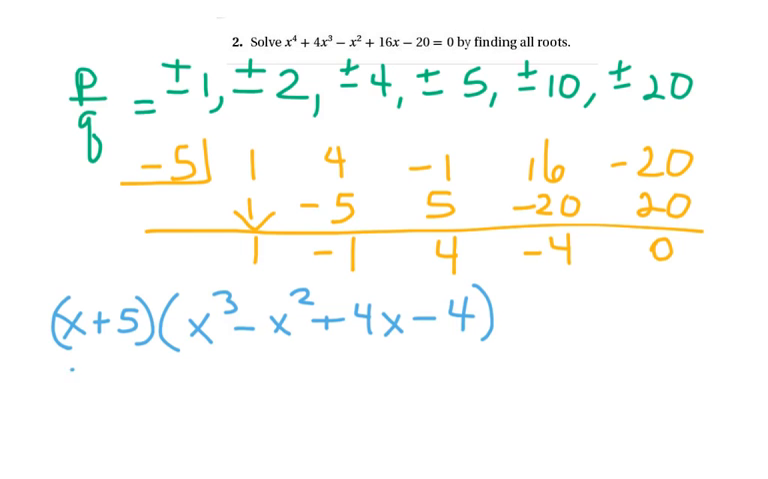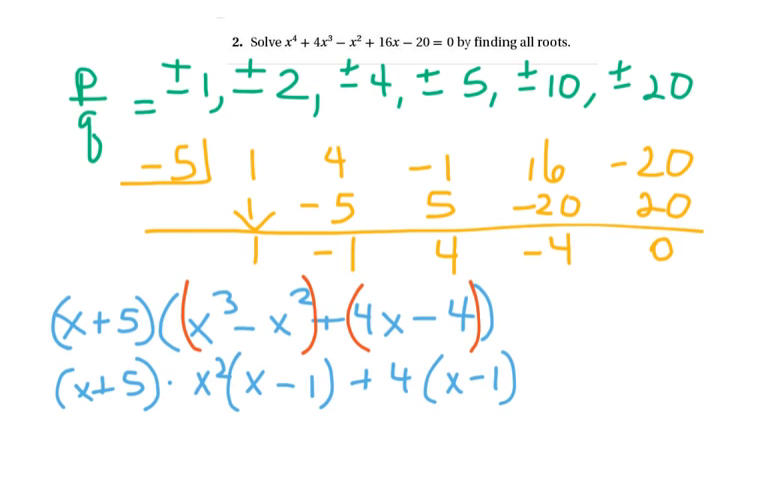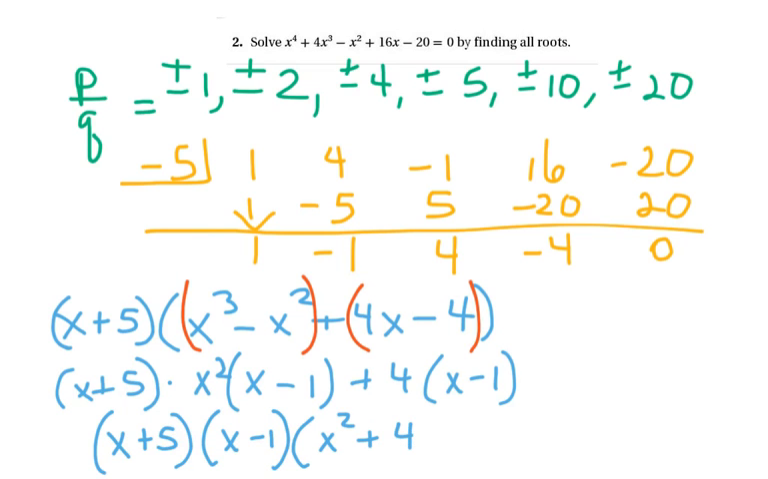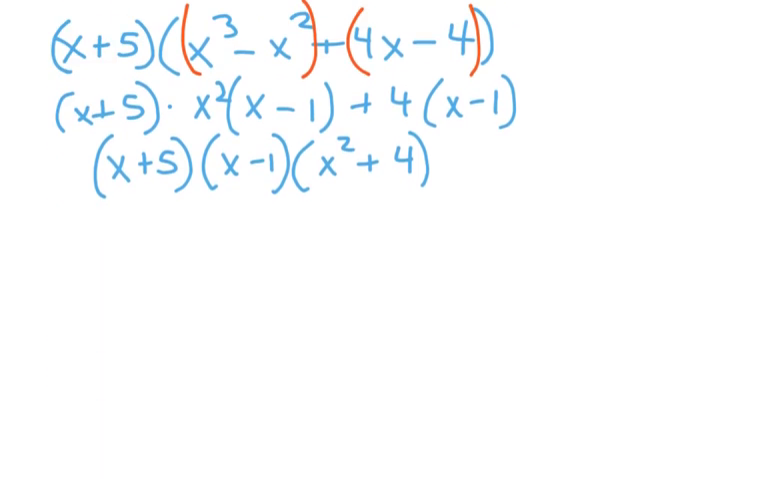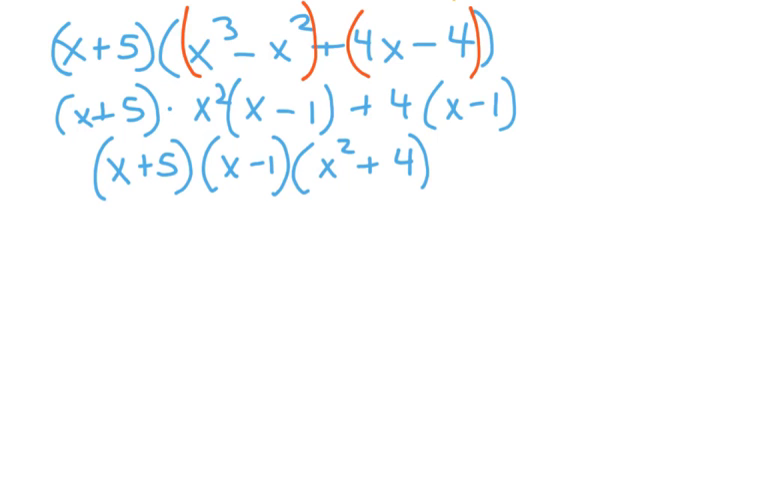I'm going to just bring down this x plus 5 and use grouping to factor this next one. I end up with x squared times x minus 1 plus 4 times x minus 1. So I'm still going to bring down my x plus 5, times x minus 1 times x squared plus 4. So I can set the x plus 5 equal to 0 and get a solution of negative 5, the x minus 1 and get a solution of 1, but the x squared plus 4, I need to work with that a little bit more. Let's go off to the side.